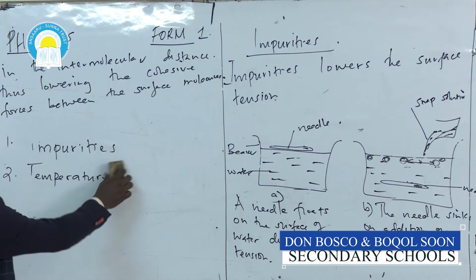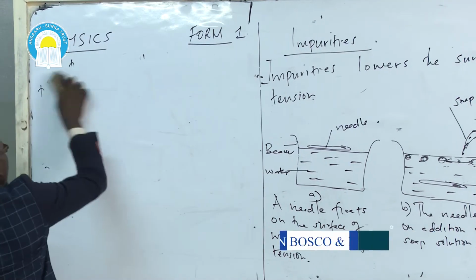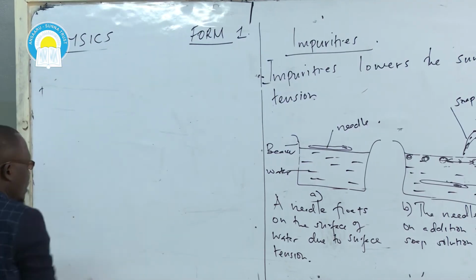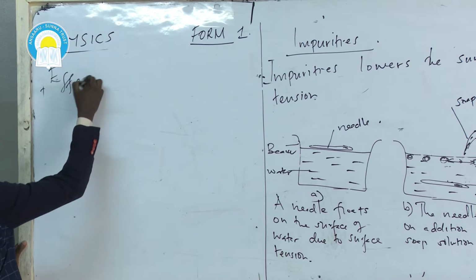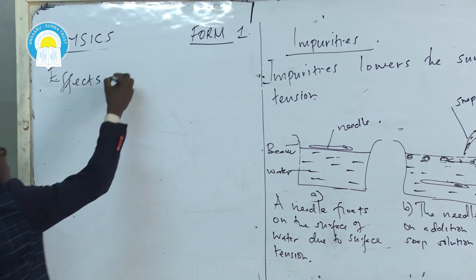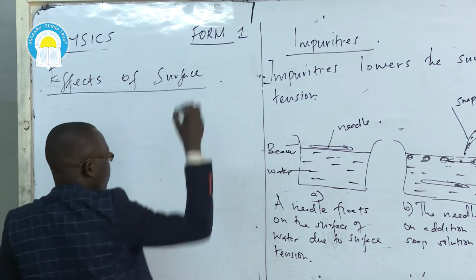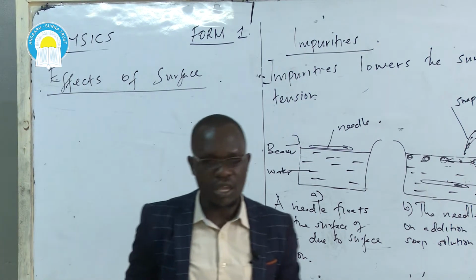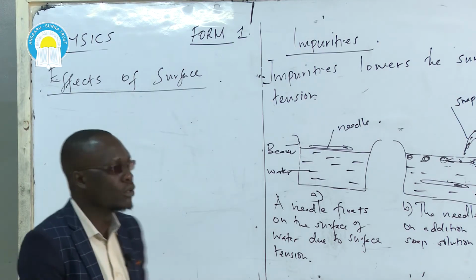Now, our last subtopic on surface tension, consequences of surface tension, effects of surface tension. This is another common question we come across, effects of surface tension. State the 2 effects of surface tension. We have so many effects of surface tension. When you talk of surface tension effects, we already discussed them. We have 2 effects here.